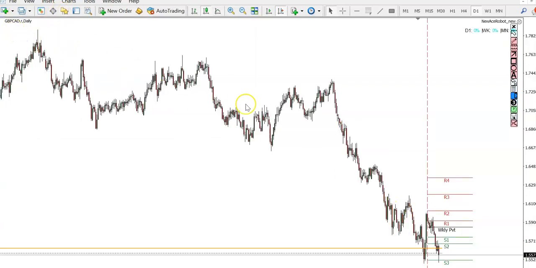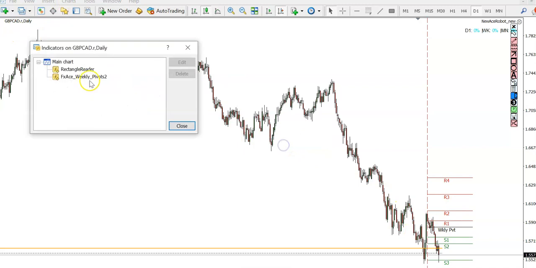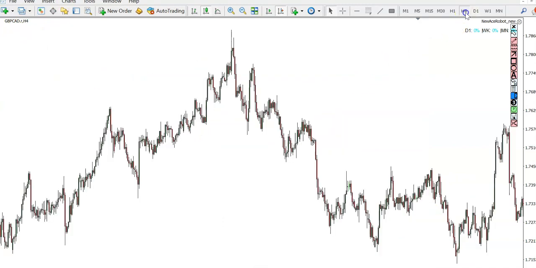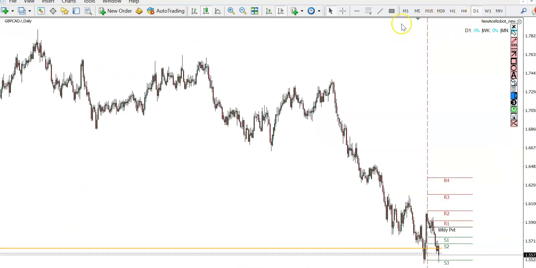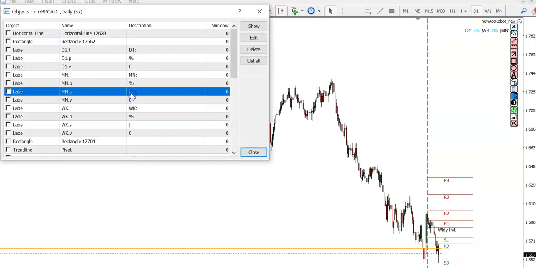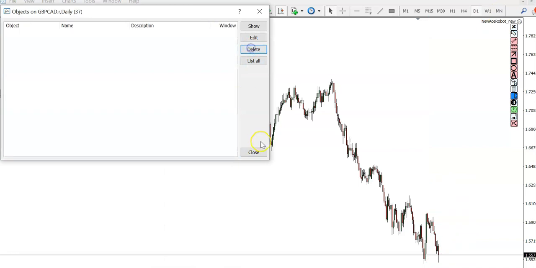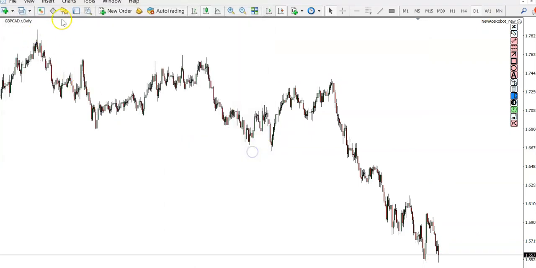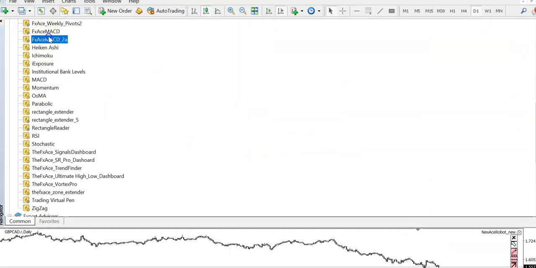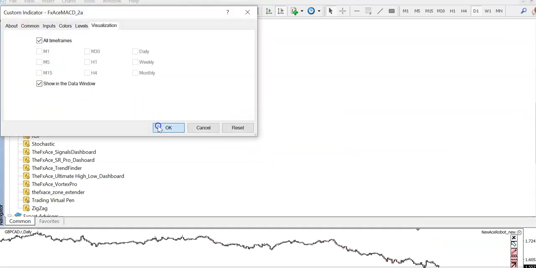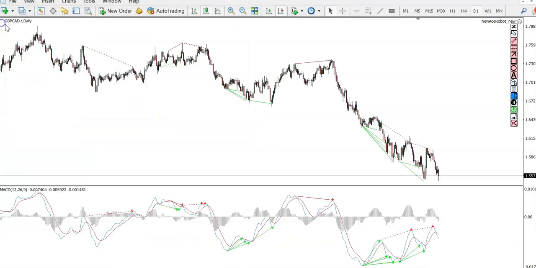Did I move that indicator? Okay, move all them objects. Okay, we'll add the MACD. And by the way, if you want to access this MACD indicator for divergence signals, you can just contact me.